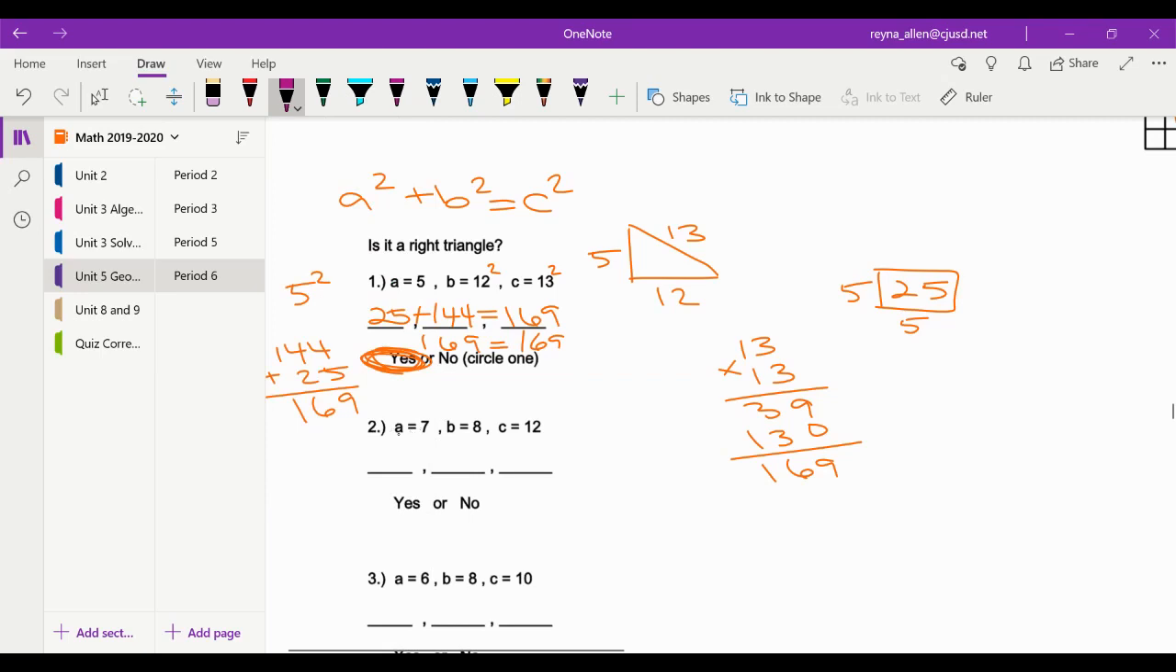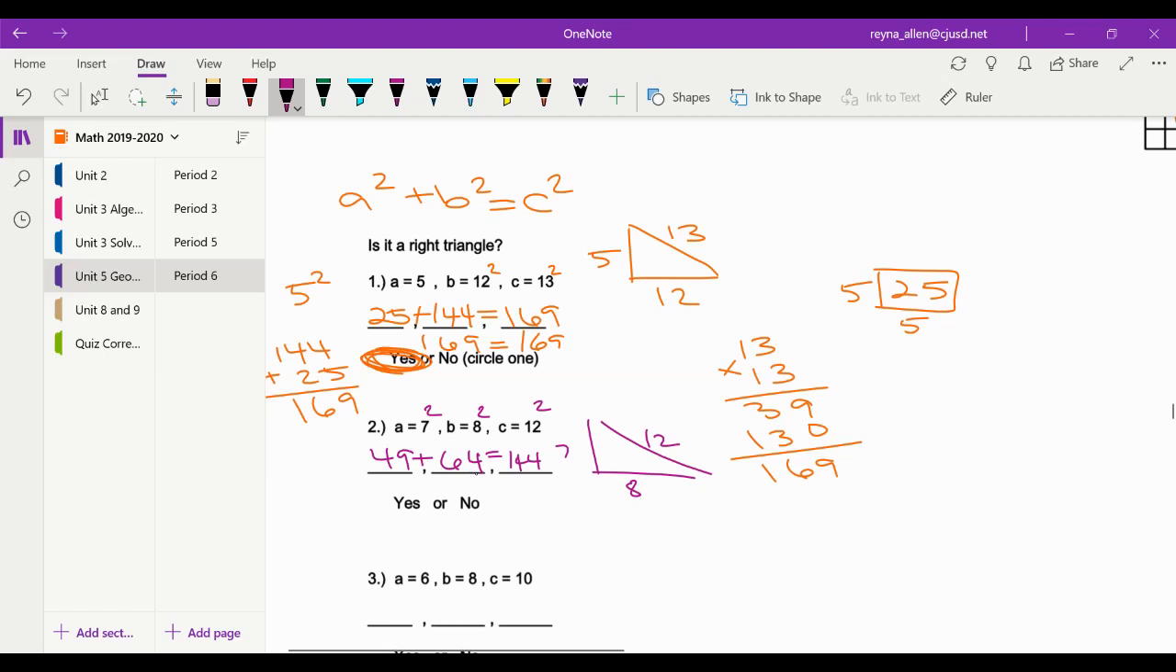Okay, triangle with side length 7, 8, and 12. Okay, so 7, 8, and 12. So we're going to square them. 7 squared plus 8 squared equals 12 squared. Okay, 7 times 7 is 49. 8 times 8 is 64. And 12 times 12 is 144. Okay.